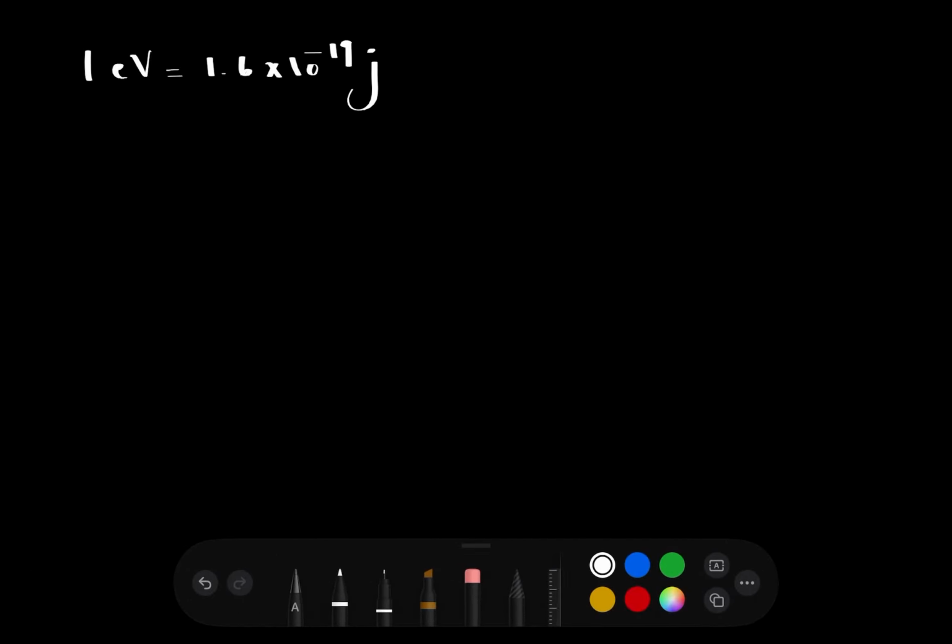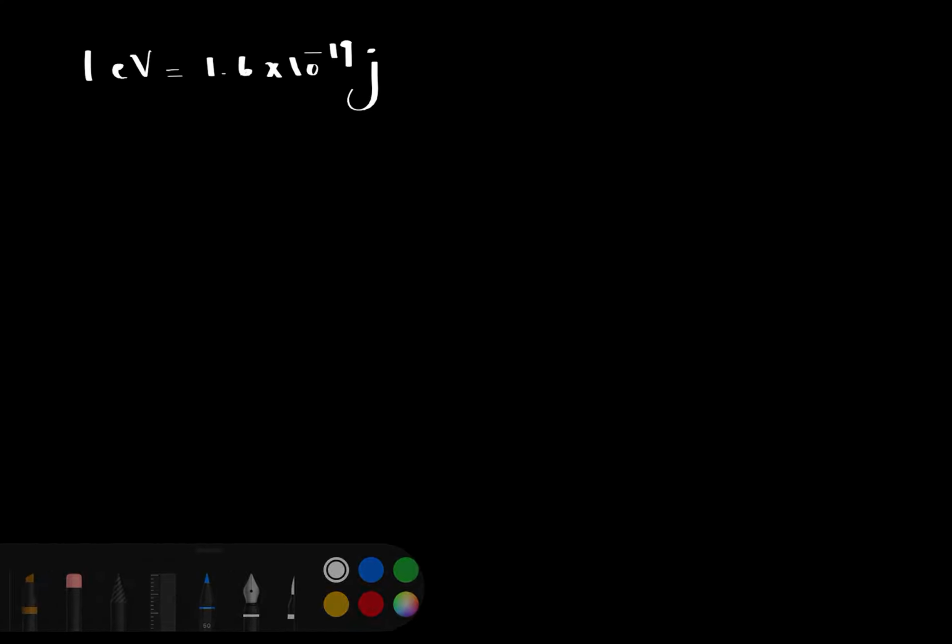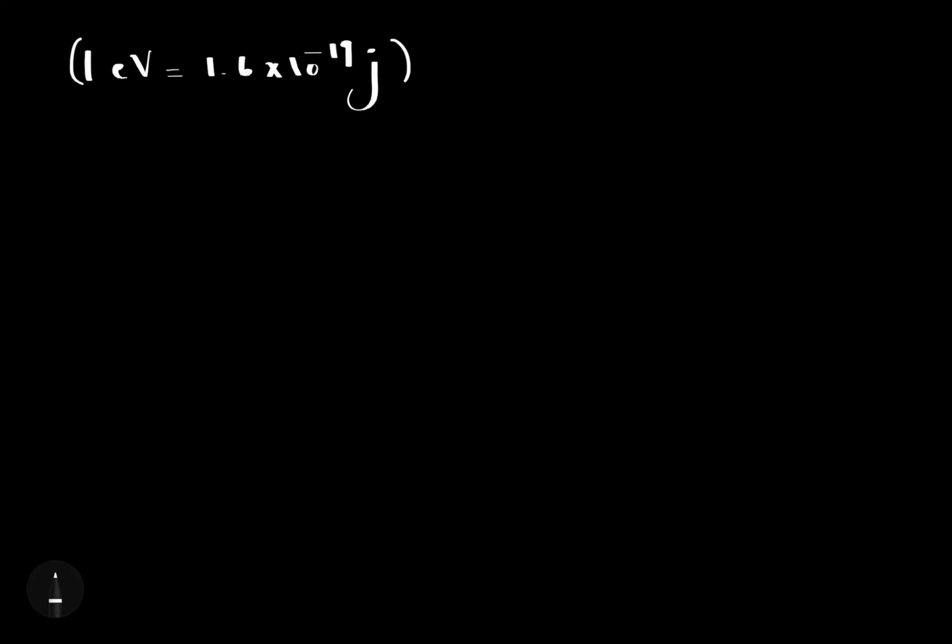Let's take a look at some simple unit conversion practice for some parts of quantum physics, specifically the photoelectric effect. Let's make one thing clear right at the beginning. 1 electron volt is equal to 1.6 times 10 to the power of negative 19 joules. Now, it is important to understand that we can use this to convert between joules to electron volts and vice versa.